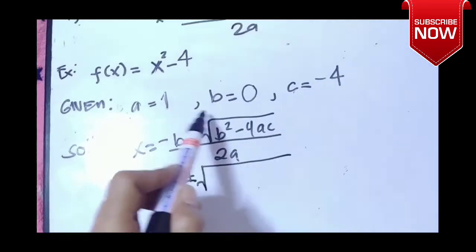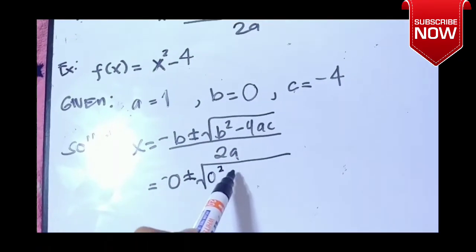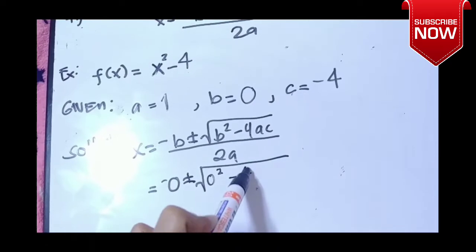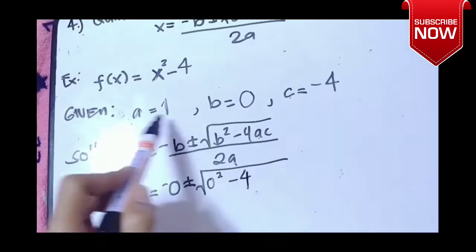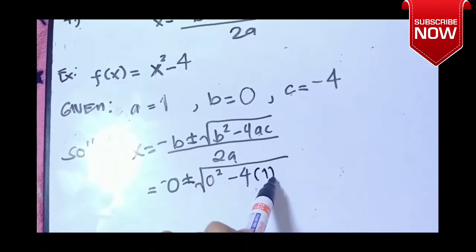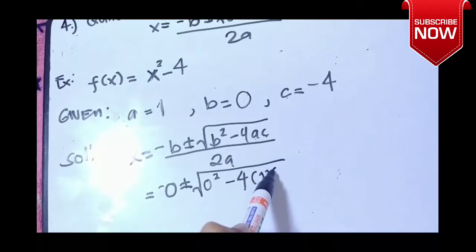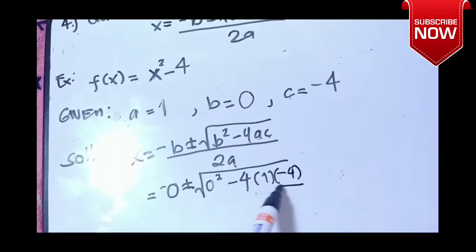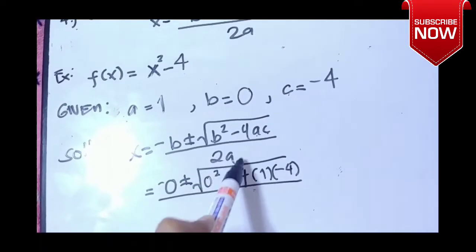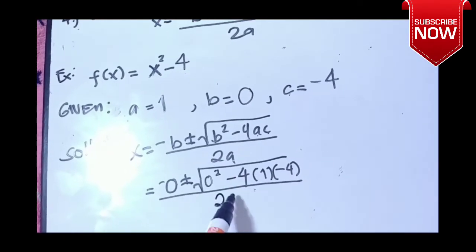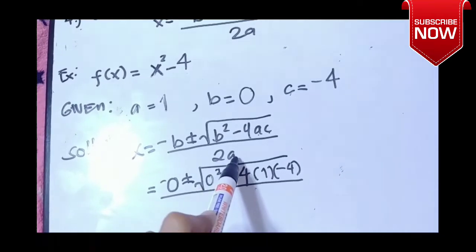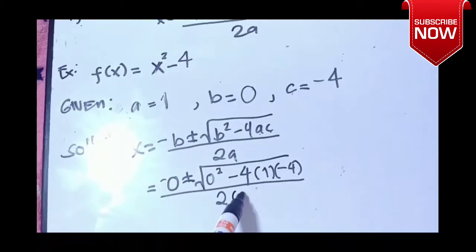So, the value of b is, again, 0, naka-squared, minus 4. Value ng a, that is 1. Value ng c, that is negative 4. All over 2, dahil yan yung denominator. Ang katabi nito is a, and the value of a is 1.